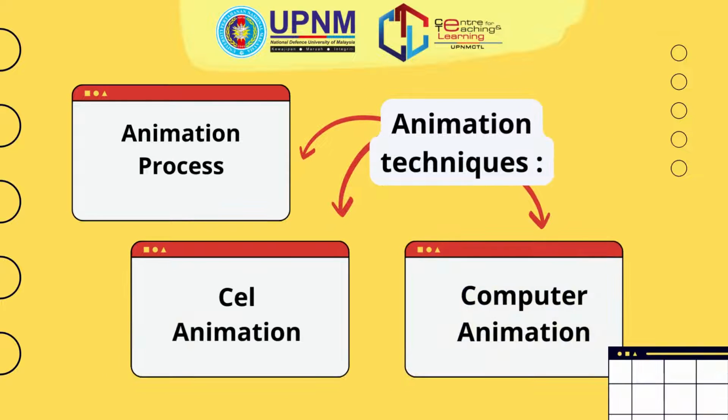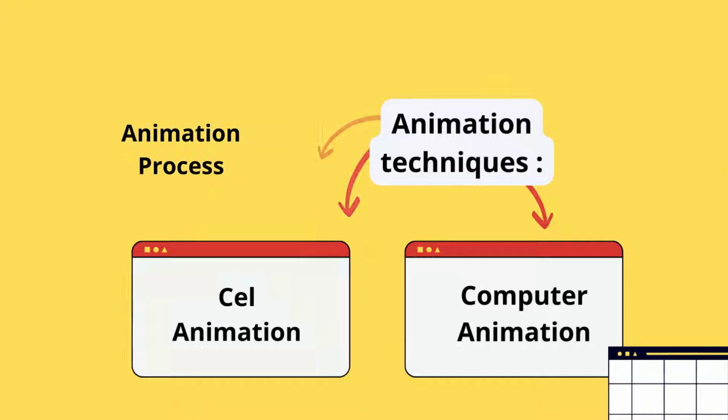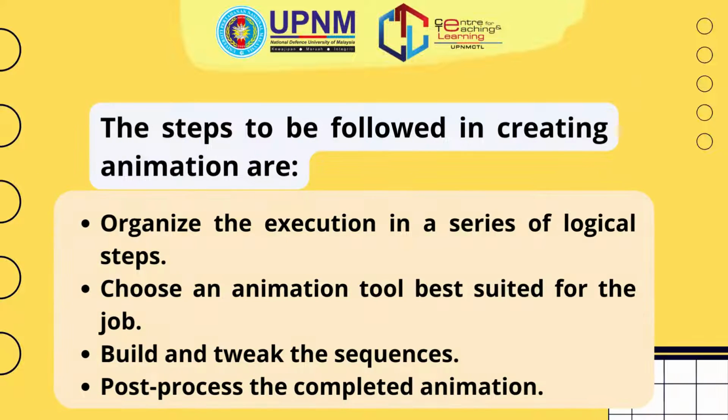Animation techniques: animation process, cell animation, computer animation. The steps to be followed in creating animation are: organize the execution in a series of logical steps. Choose an animation tool best suited for the job. Build and tweak the sequences.